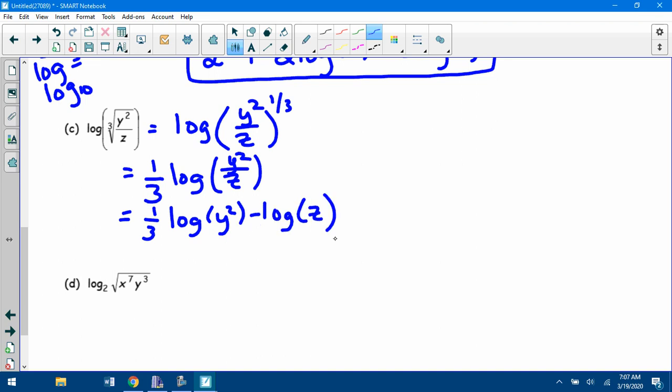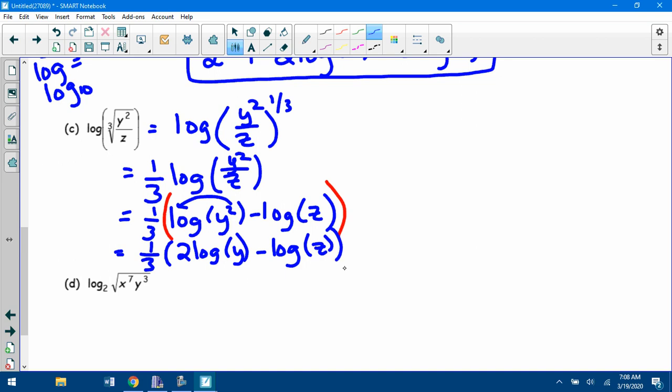And again, what's wrong with how I wrote it? That 1/3 was in front of the whole log originally, so it has to be in front of both pieces when I expand it. So put an extra set of parentheses. All right, now the only other thing I can do inside is pull this 2 out front. So I'm going to have 1/3 times 2 log of y minus log of z. And then for my final answer, let's distribute that 1/3 through. So 1/3 times 2 is 2/3 log y minus 1/3 log z.